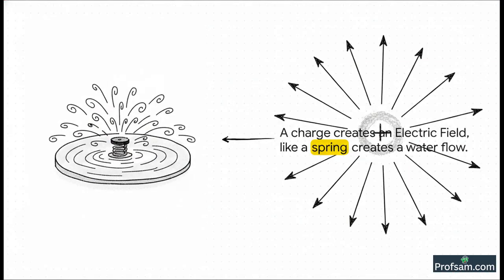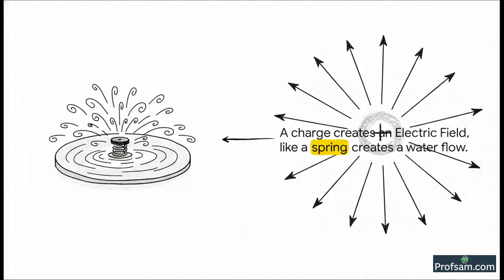So imagine there's a tiny little spring at the bottom of a swimming pool. And this spring is constantly pushing water outwards, in all directions. Up, down, sideways, everywhere. Now in our world of physics, a positive charge behaves exactly like this spring. It creates an electric field that radiates outwards, just like that flow of water.